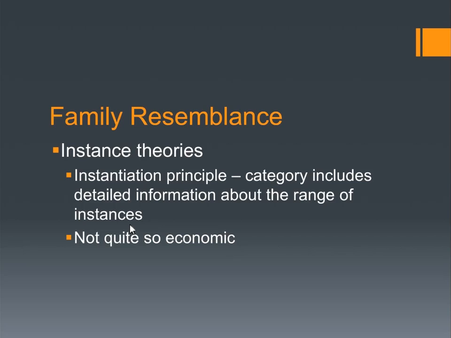My GPC route's not working for that one today, but the principle is that the category includes a whole lot of detailed information about a range of instances. So it's sort of like I have a bunch of examples in this category and it contains a lot of information about all these different possible examples. That's not terribly economic, but it does appear to be the way that we structure categories.